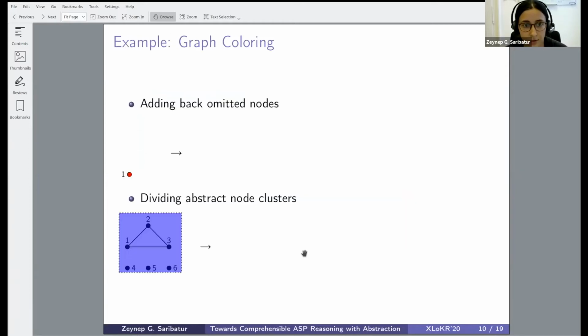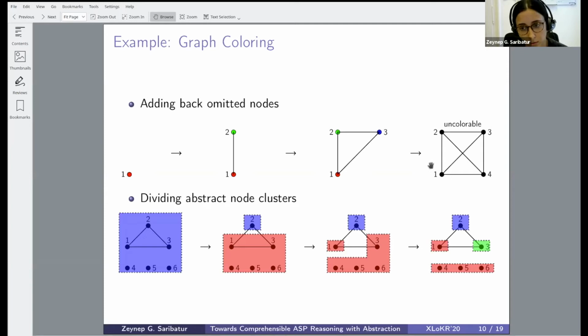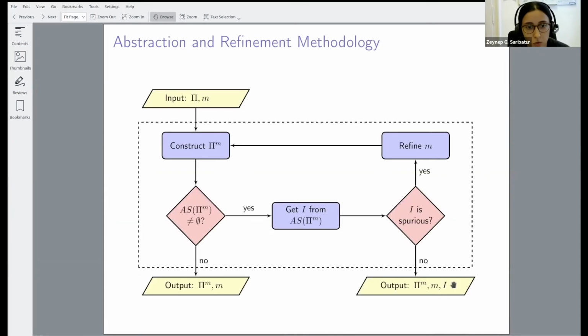So for this graph coloring, you omit all the atoms, or maybe just leave one, or you cluster all the nodes together. With this, you get some spurious solutions, like here, it thinks it's colorable, and here it finds a color that colors everything blue. Then you refine until you either realize the uncolorability, or you find a solution which is non-spurious. So we had this whole methodology, and we implemented it in some tools.